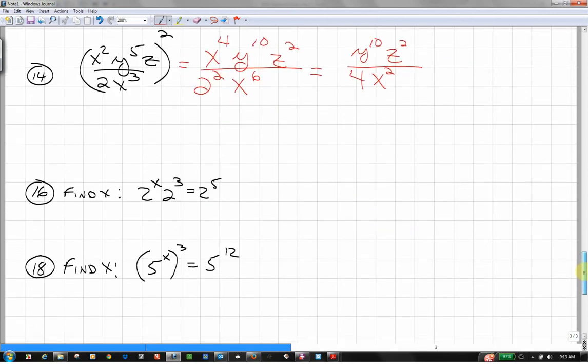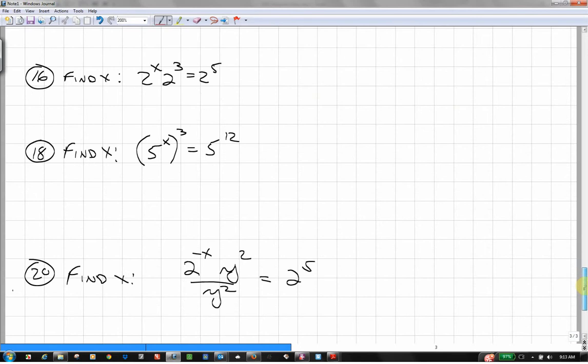16. These are a little different. It says find the value of x that will make this true. So what I'm going to do is 2 to the x times 2 cubed. The bases are both 2. So this would be 2, and then we would add x plus 3, because those exponents add. So 2 to the x plus 3 is equal to 2 to the 5th. So for this to be true, this exponent must be equal to that one. So I can write the equation x plus 3 is equal to 5, x is equal to 2.